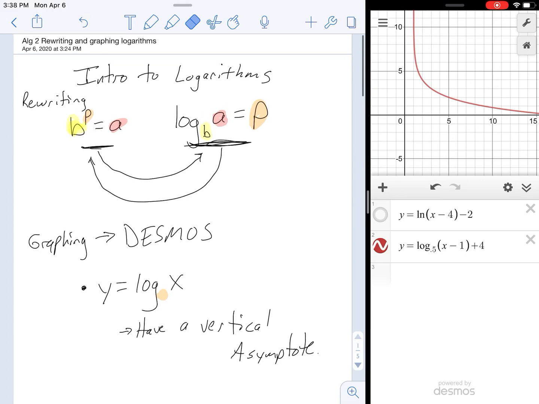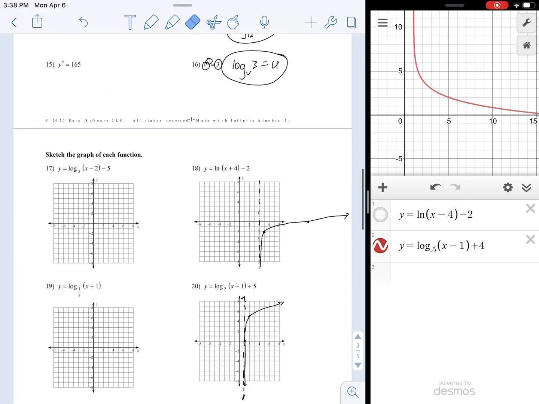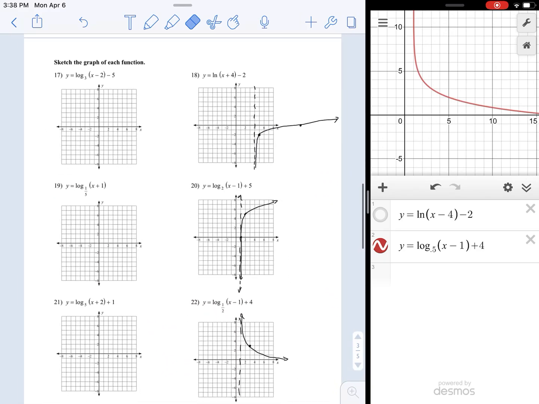As far as rewriting, consult the notes, look at the examples. As far as graphing, just use Desmos. Keep in mind there is an asymptote, and do your best to graph those.